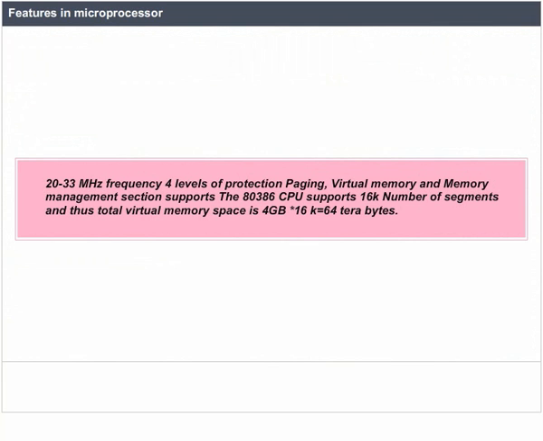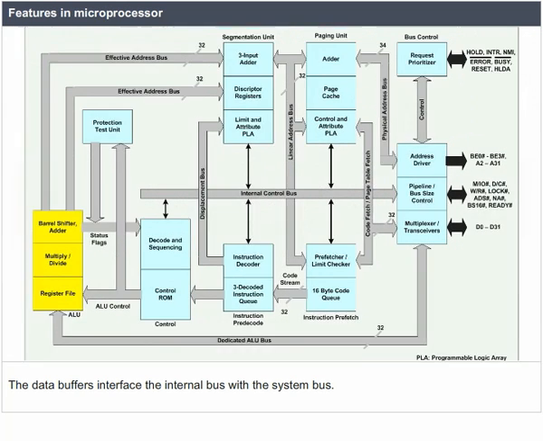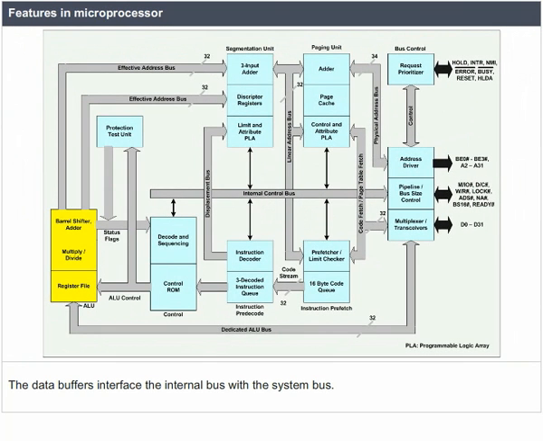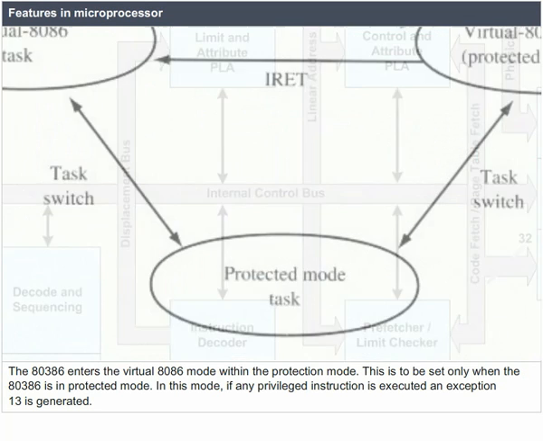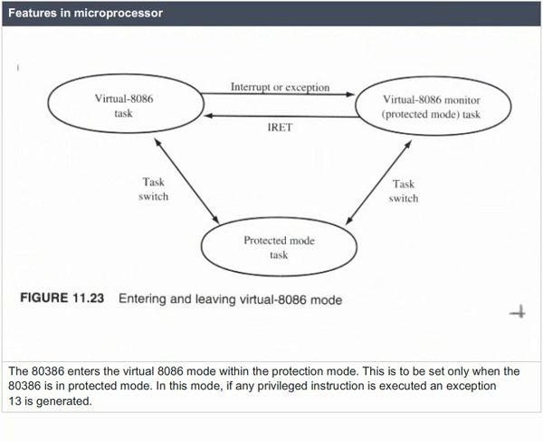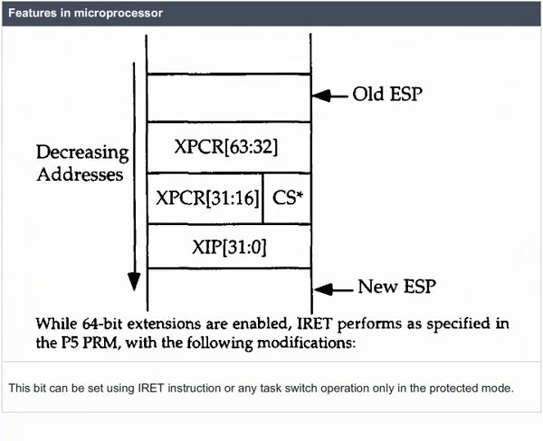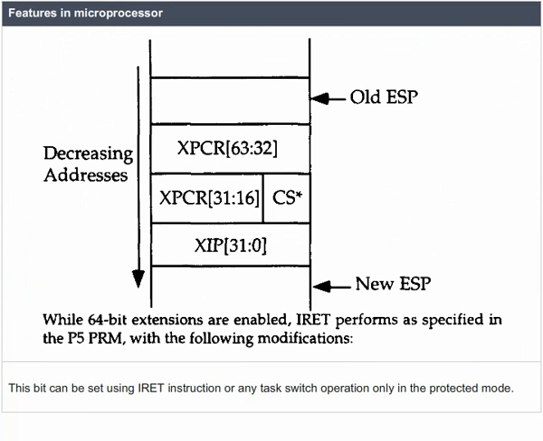The data buffers interface the internal bus with the system bus. The 80386 enters the virtual 8086 mode within the protection mode. This is to be set only when the 80386 is in protected mode. In this mode, if any privileged instruction is executed, an exception 13 is generated. This bit can be set using the IRET instruction or any task switch operation only in the protected mode.